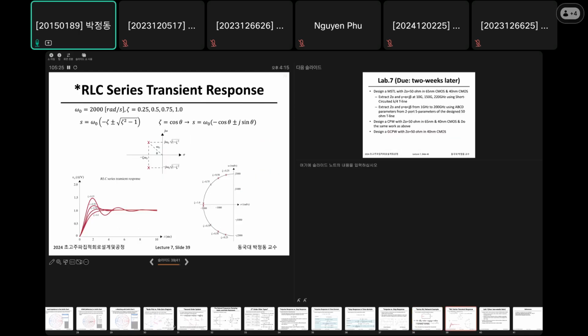So if you draw, the pole position is here, right? So if you change the damping factor, right? This is underdamped. And when damping factor is 1, this is critically damped, right? So critically damped is something like this. Underdamped, you have a gradually reduced oscillation.